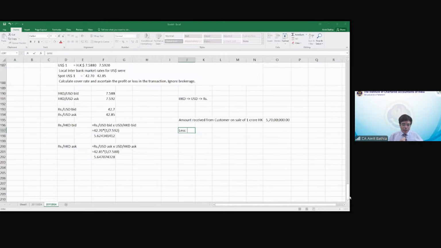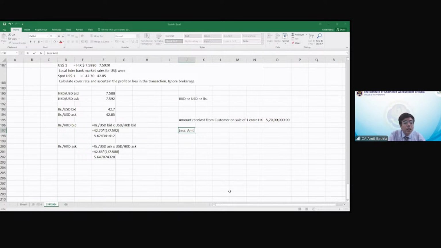As a customer, I am going to buy HKD or sell HKD? Buy. The 5.6470 rate is used for that transaction. Here, they are selling, so I am buying, right? So I have to essentially go as per the ask rate. Am I right? Yes, sir.